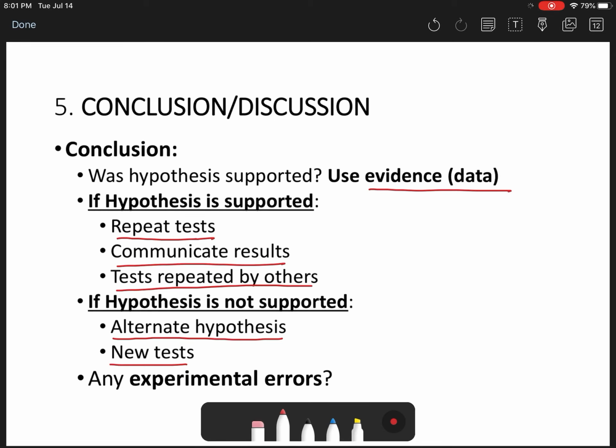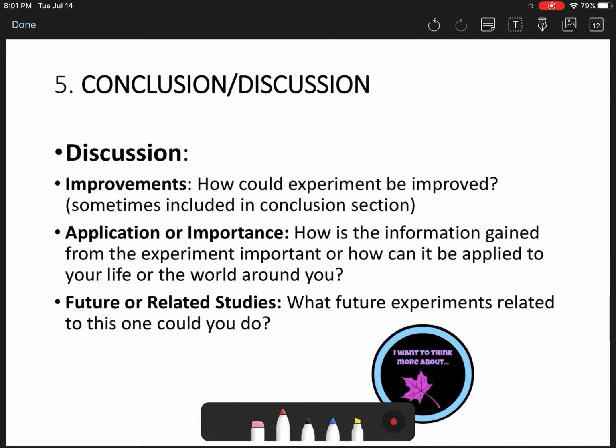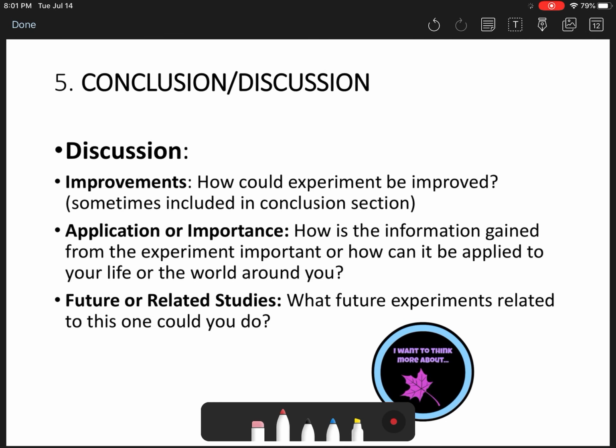We're human. Sometimes we measure incorrectly. Sometimes something just goes wrong in the experiment. So we always want to record those errors that may have occurred that may have contributed to the data that we're finding. And that helps us in our analysis a little bit better. From there, after your conclusions to see whether you've supported your hypothesis or not, then we sometimes have a section called the discussion section. That's where we'll talk about what kind of improvements, based on what we found out in our experiment, there are. Is there some things that went wrong that maybe we can improve on next time?